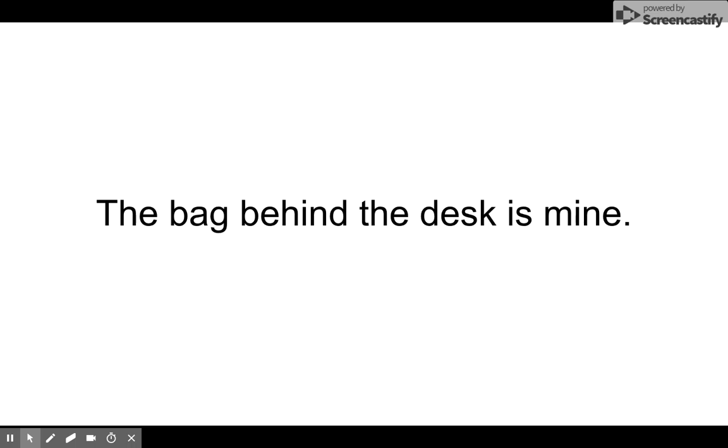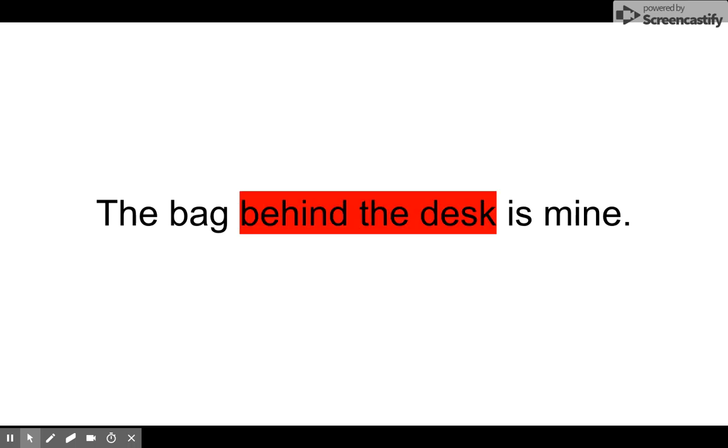The bag behind the desk is mine. Behind the desk is a prepositional phrase. It's telling you which bag you're talking about, not the bag that's on the table or the bag that is hanging on the chair. It's the bag behind the desk.